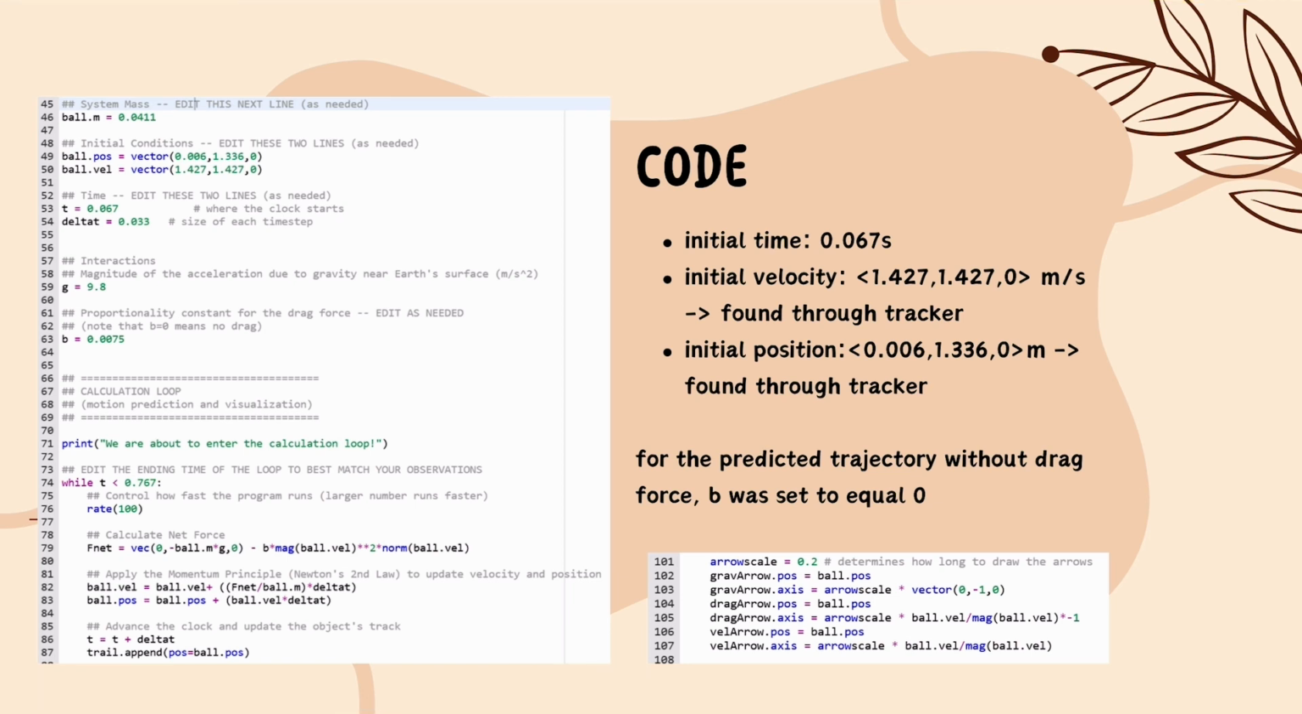Our initial time was 0.067 seconds because that's when the eraser started moving. And then our initial velocity was that vector found through the tracker, and initial position was also found through the tracker and was that vector. So we altered all those. And then for predicting our trajectory without drag, we set b equal to 0 instead of 0.0075.